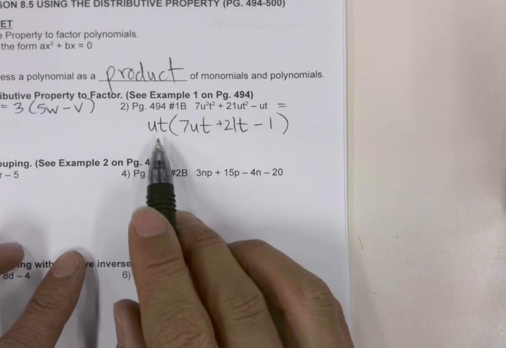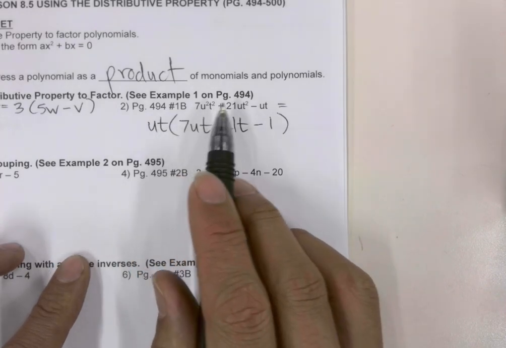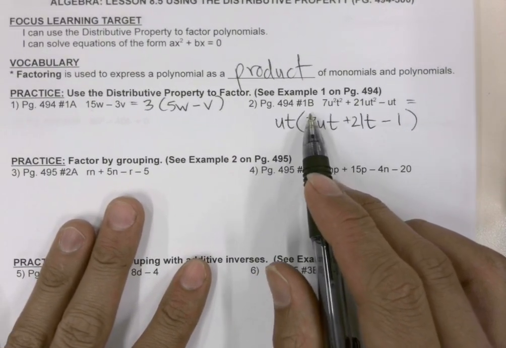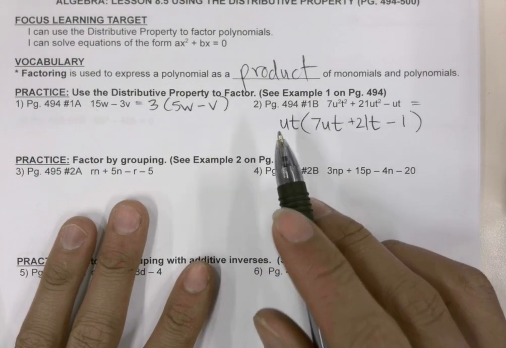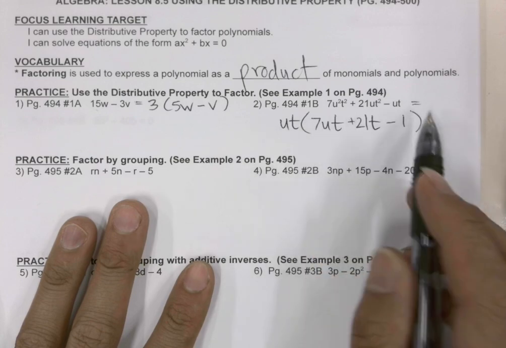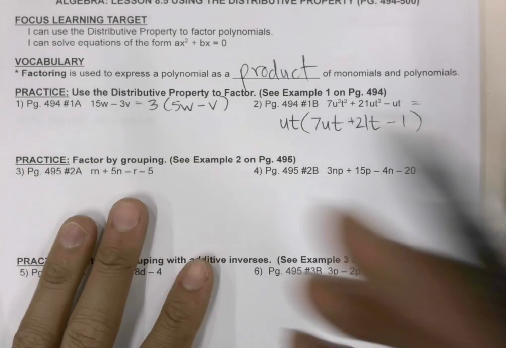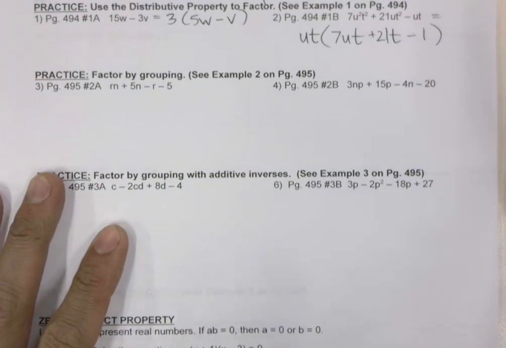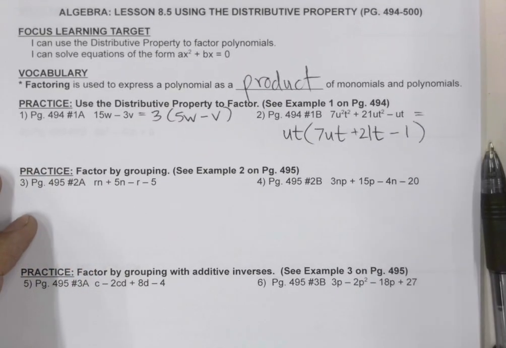We have factored out u and t from every term in the polynomial, and we expressed this polynomial as the product of a monomial and a polynomial, right? Factoring. And so why don't we stop there? We'll do the rest in another video.